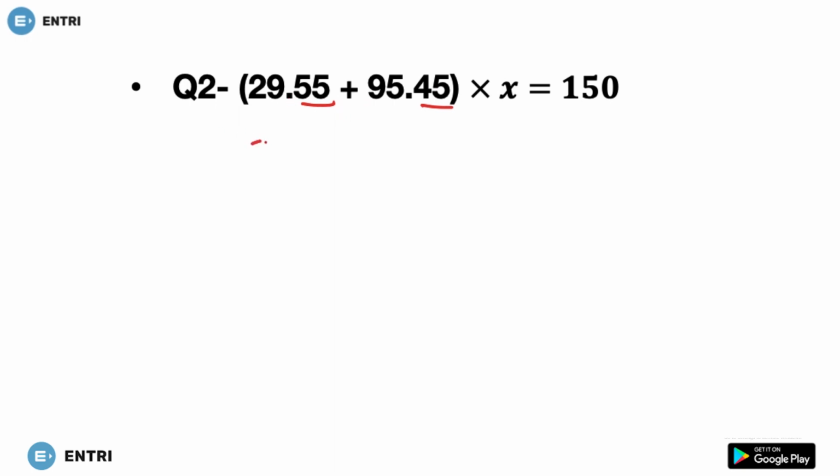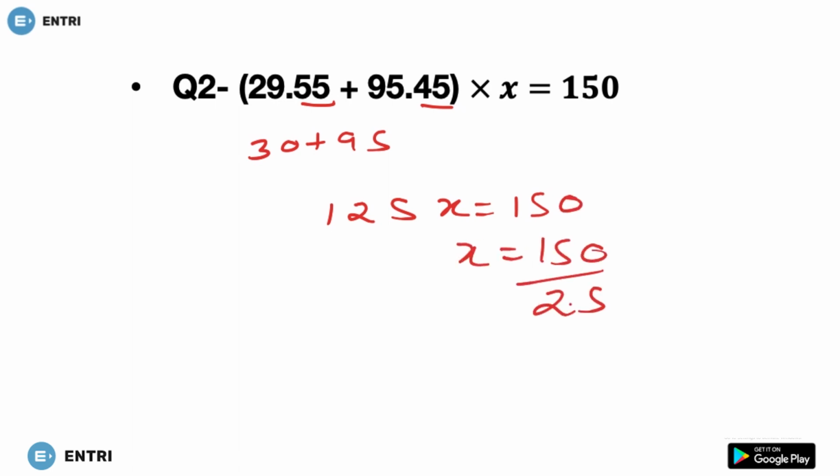We'll solve it like 30 plus 95. And what is that? It is clearly 125x equals 150. That means x is 150 upon 125, and I can easily solve it and get directly 1.2 here. See, while using these concepts, you can clearly clear the exam.